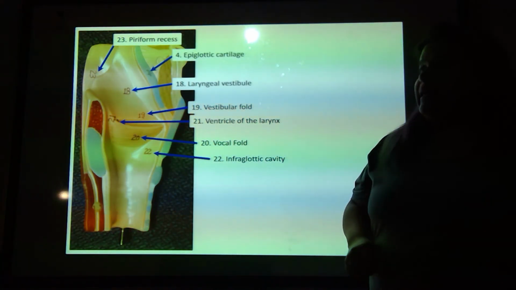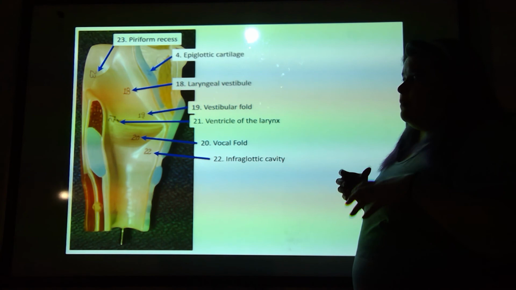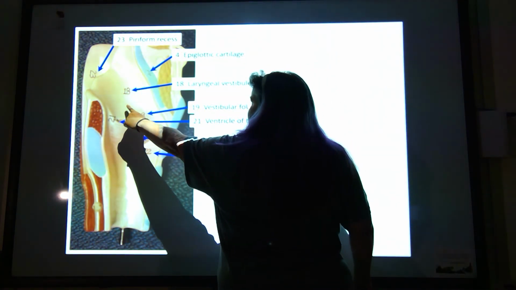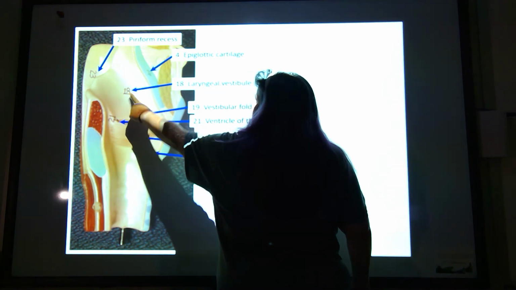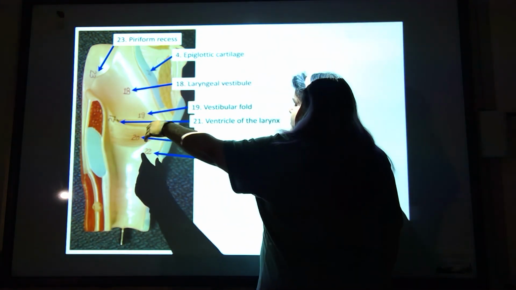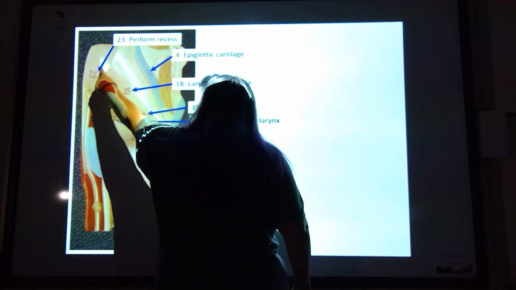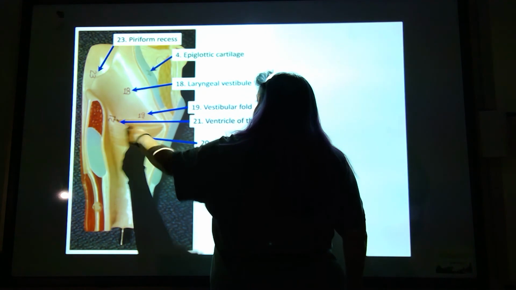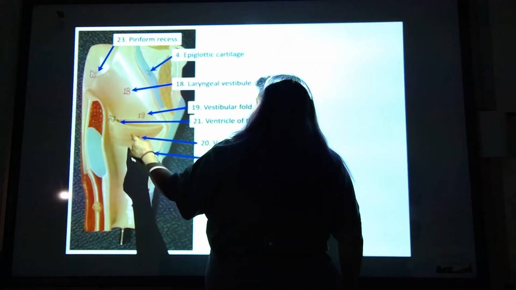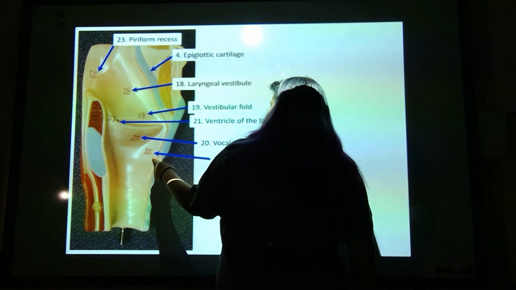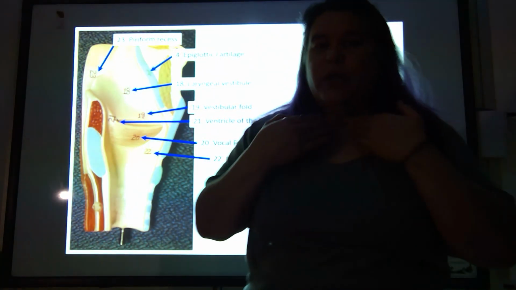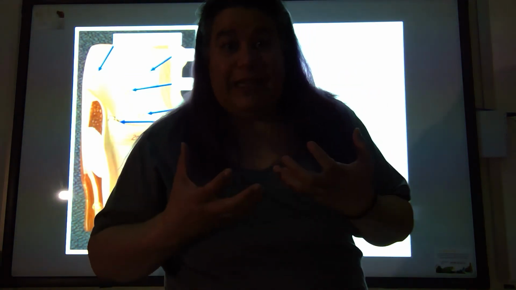Looking at it medially, the smaller version from the lung model. You've got the epiglottic cartilage, the laryngeal vestibule, the entrance to the larynx, the piriform recess, the vestibular fold, the ventricle of the larynx, the vocal fold, and then the infraglottic cavity below the glottis. The glottis is what we call the vocal cords because they can close. We call it the glottis.